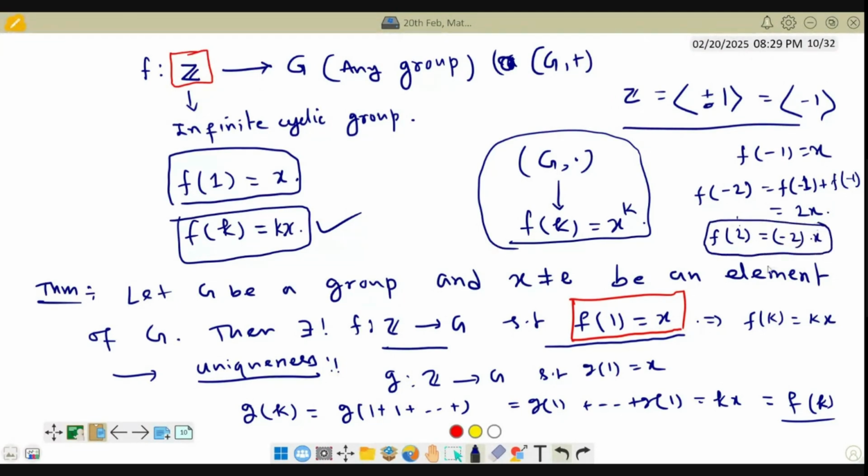Right? So if you fix f of 1 to be x, then the negative value will be minus of that. But if you fix f of -1 to be x, then f of the positive value will give you minus of that, right? Right, sir. Good. So if you are comfortable with this, now we can move on.